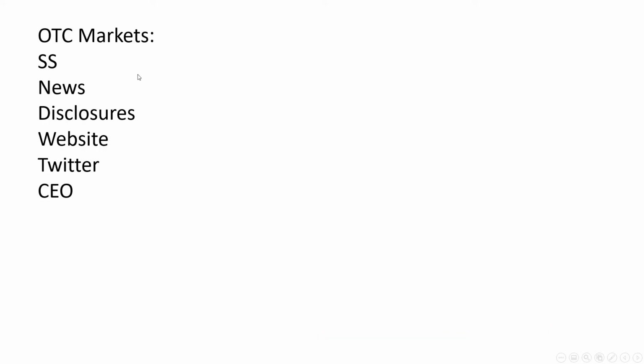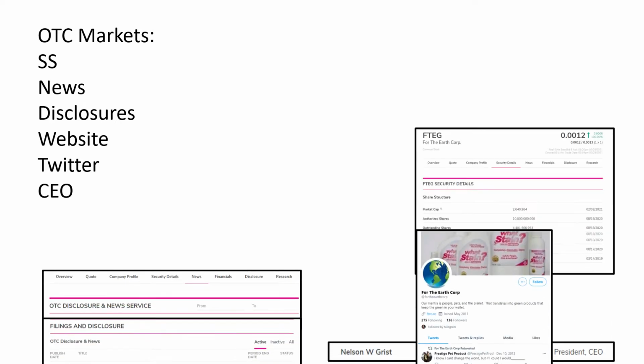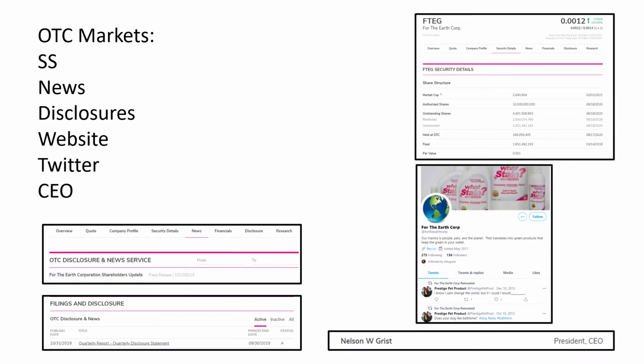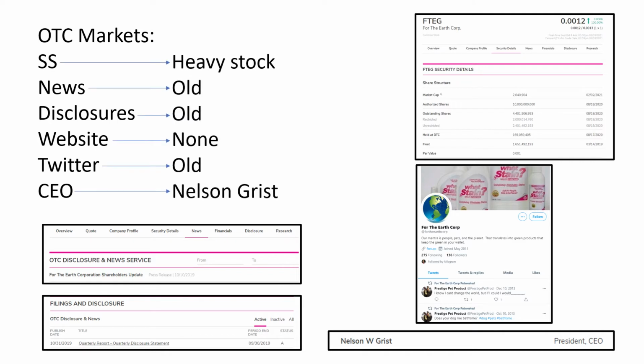We'll go to OTC Markets. Here we'll check the share structure, the news, the disclosures, the website, Twitter, and the CEO. From checking all of the above, we can see that the stock is rather heavy, meaning we'll need a little bit of volume to start it moving. Now, the news and the disclosures haven't been filed and updated in more than a year. The website is non-existent, and the Twitter is 7 years old, maybe even 8. The CEO is Nelson Grist.